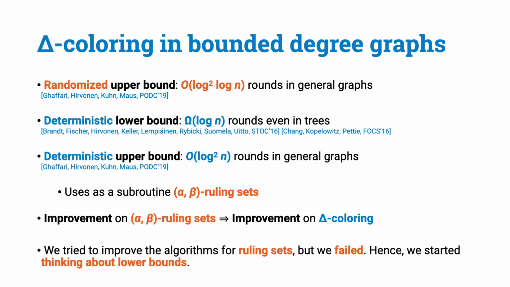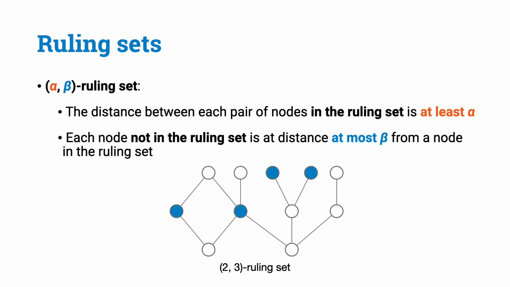And we failed. For this reason, we started thinking about lower bounds, and in particular we wanted to prove that distributedly computing a ruling set cannot be done too fast. And as we have seen, it is indeed the case. And this implies that in order to solve delta coloring faster, entirely new ideas are required. While our lower bounds hold for a large class of problems, we actually started considering just ruling sets.